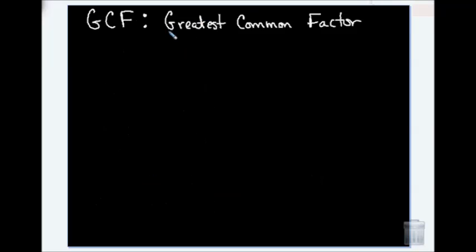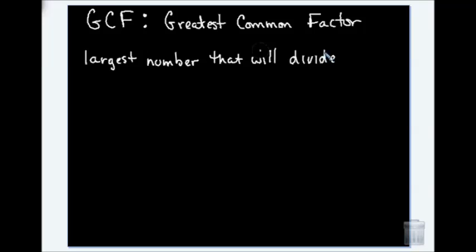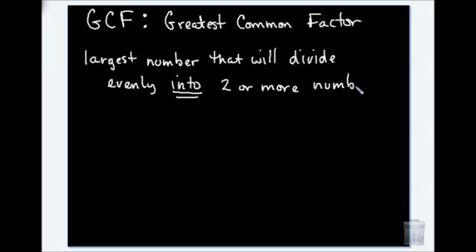Okay, the greatest common factor is the largest number that will divide evenly into 2 numbers. Okay, so we're looking for the biggest number that goes into those numbers, not the biggest number that those numbers go into. Does that make sense? So we want something that fits inside the numbers we're looking at. Okay.